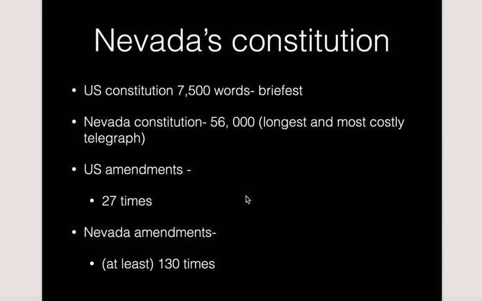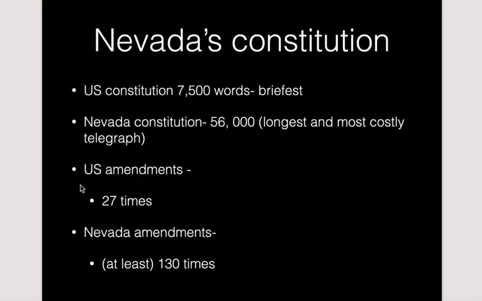So for Nevada's Constitution, a lot of these things I'm going to be comparing to the U.S. Constitution, which will be on your discussion questions, so pay attention to this. The U.S. Constitution is one of the briefest around. The Nevada Constitution has 56,000 words compared to 7,500. It was the longest and the most costly. They were under time pressure because Abraham Lincoln was up for re-election, so they had to telegraph the Constitution to Washington, and so it was the most costly telegraph around. The U.S. Constitution, like I said, has 27 amendments. The Nevada amendments are over 130.